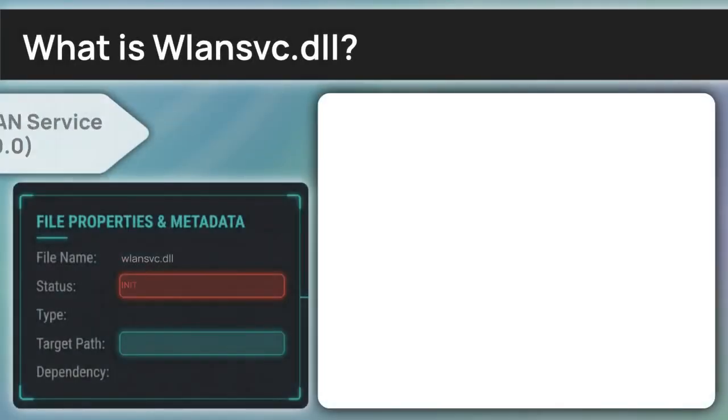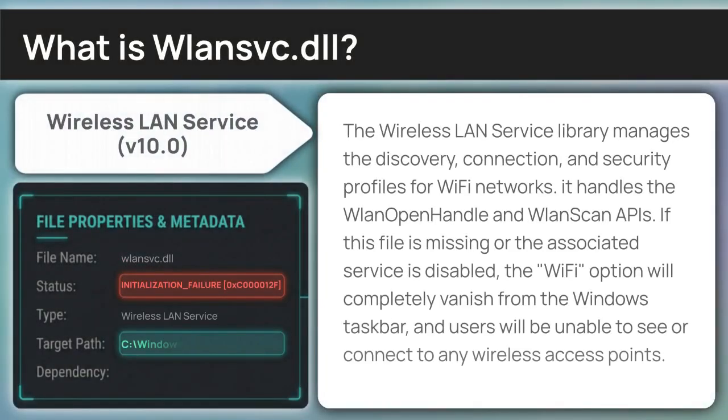This is the WLAN service. It manages the discovery, connection, and security profiles for Wi-Fi networks. It handles the WlanOpenHandle and WlanScan APIs. If this file is missing or the associated service is disabled, the Wi-Fi option will completely vanish from the Windows taskbar, and users will be unable to see or connect to any wireless access points.